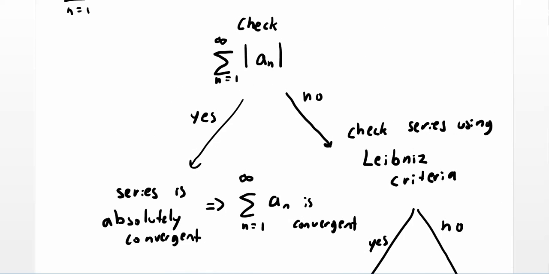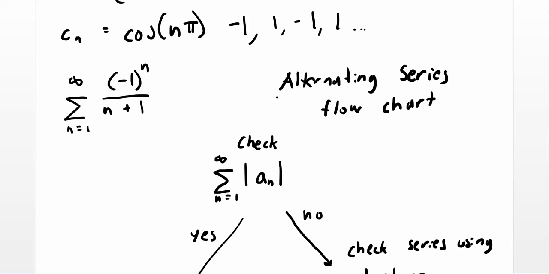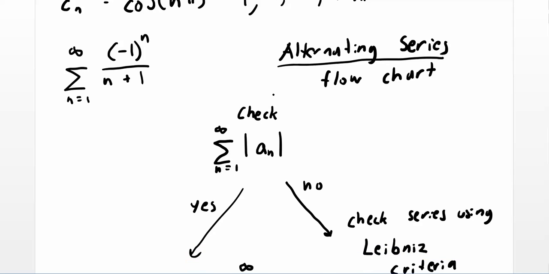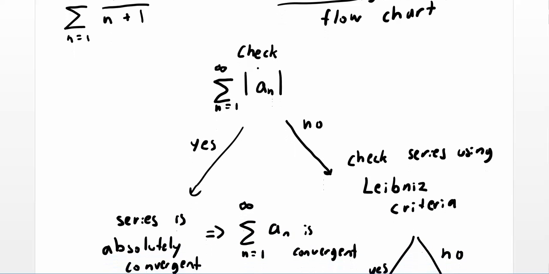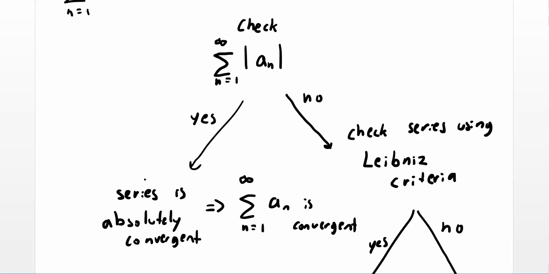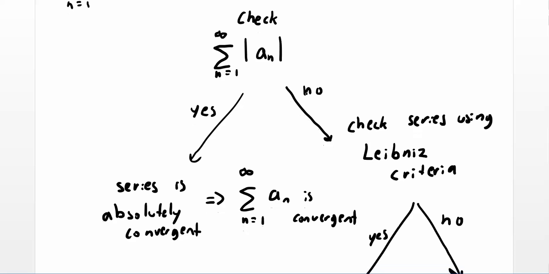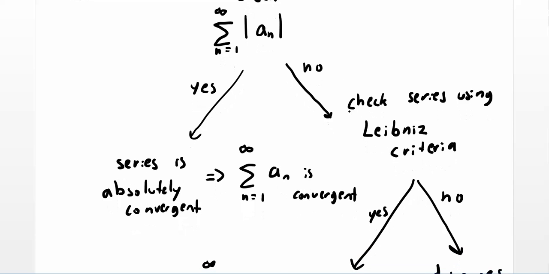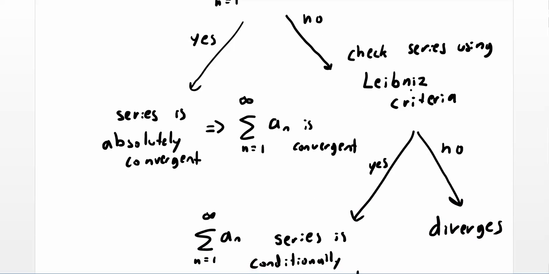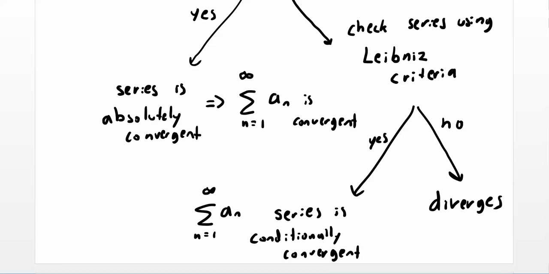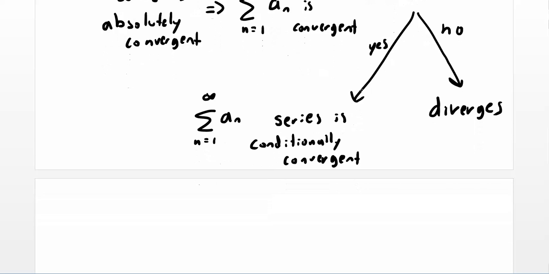So, to summarize that again, you're going to start with an alternating series. You're going to take the absolute value of the sequence and consider that series instead. If that converges, then your series converges absolutely and you're done. If it does not, then you check. It doesn't mean that you're divergent. You check the series using the Leibniz Criteria. After that, if the series converges, then you say it converges conditionally. If it doesn't, then it diverges. So we'll look at a few examples of this.